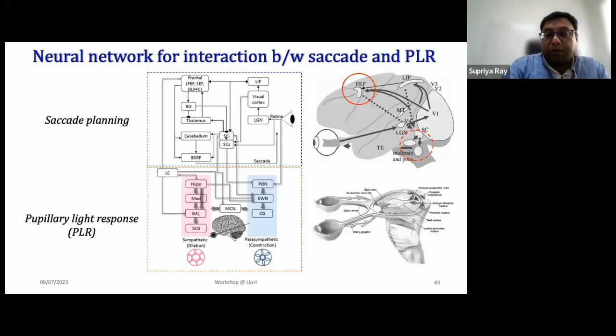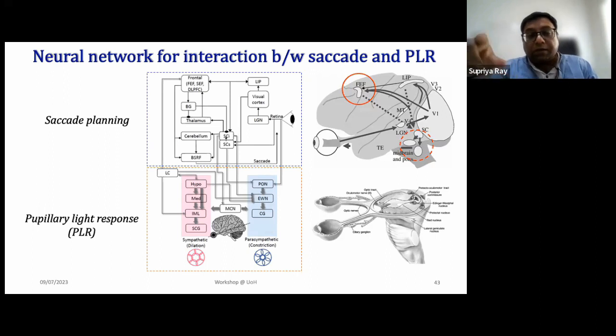Now, I'll show you how we can use eye tracking and pupillometry to understand brain functioning. Maybe I'll quickly go through a few slides. We won't go into the details of this neural network, but I wanted to tell you that the upper part of this diagram, in the blue box, is anatomically connected with the areas enclosed by this red box.